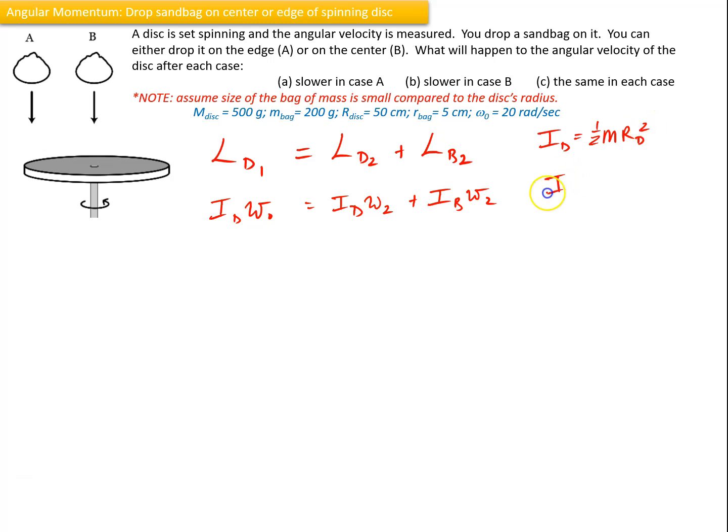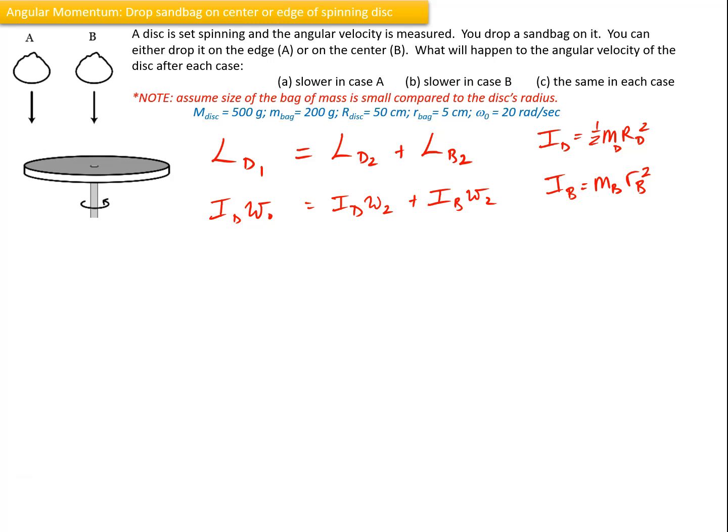And the moment of inertia of the bag, now let's assume the bag is small in size compared to the disk, just to make life easy right now. So we can treat it as a point mass. That's going to be the mass of the bag times the radius, I'll put radius B, the radius the bag is dropped at. So how far from the center point, the pivot point of the disk, the bag is dropped onto.